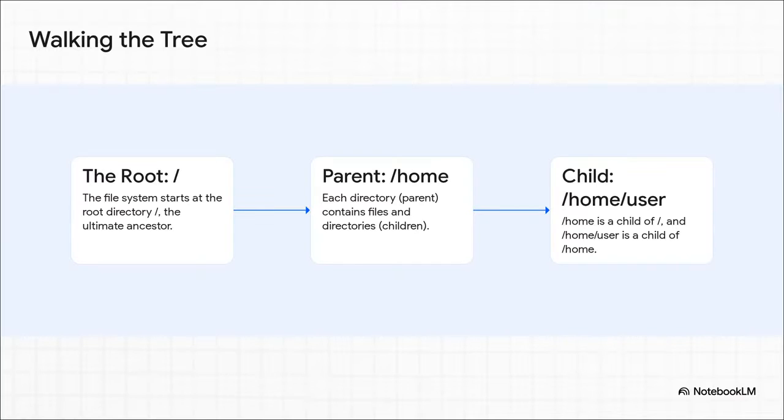Let's just walk down the tree for a second. At the very top, you have the root, /. That's the ultimate ancestor. Now, inside root, you'll probably find a directory called /home. In this relationship, root is the parent and /home is its child. Then, inside /home, you'll have your own user directory. So now /home is the parent and your user directory is the child. See how that works? Every directory has a parent, except for root, which is the start of everything.